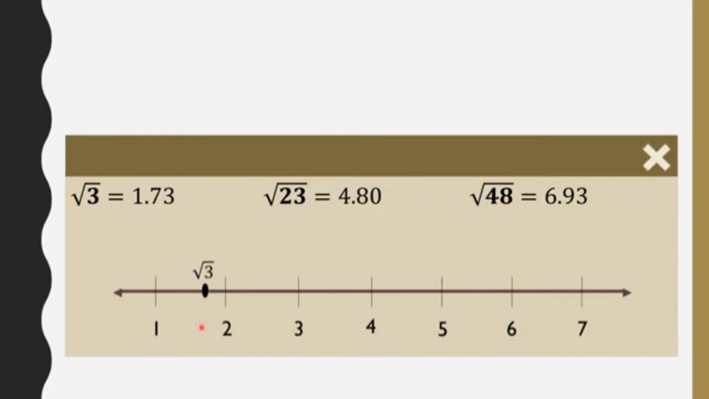Next, square root of 23, 4.80. So, lampas siya ng 4 pero hindi siya lalampas ng 5. So, pwede nating ilagay ang 4.80 or square root of 23 dito. And then, labeled as square root of 23. Okay, last, square root of 48 is equal to 6.93. Lampas siya ng 6, pero hindi siya lampas ng 7. So, pwede nating ilagay ang square root of 48 dito. And then, write the label. Ayan, na-plot na natin yung given irrational numbers.